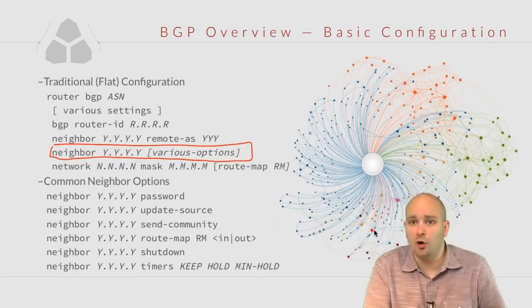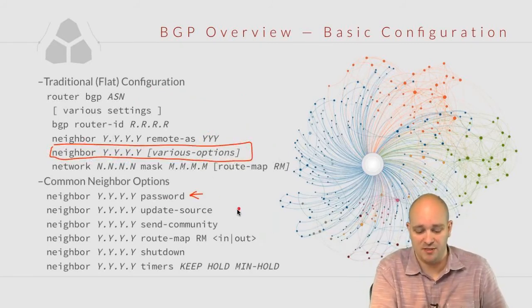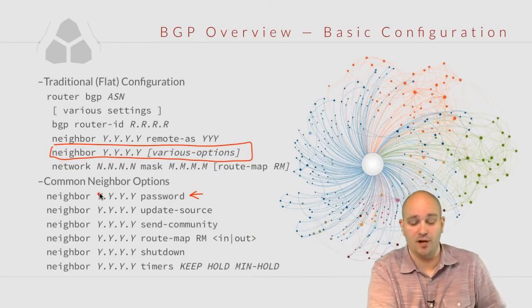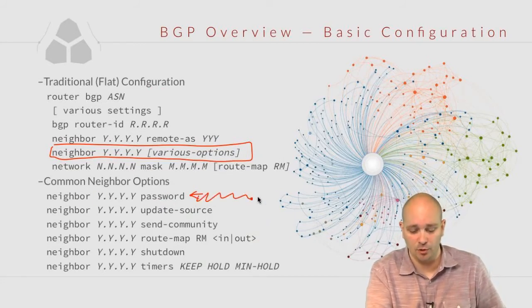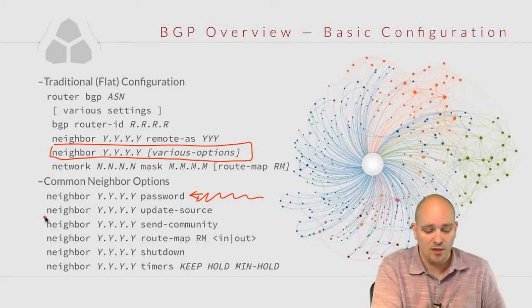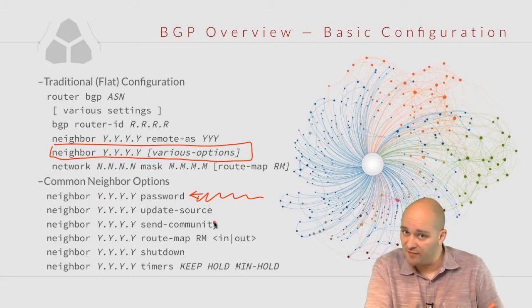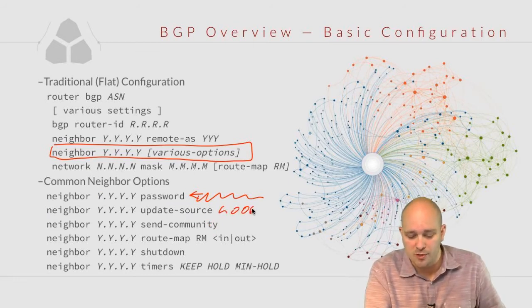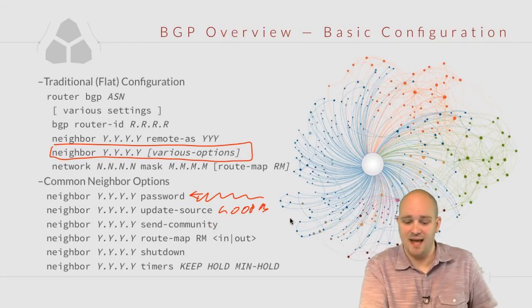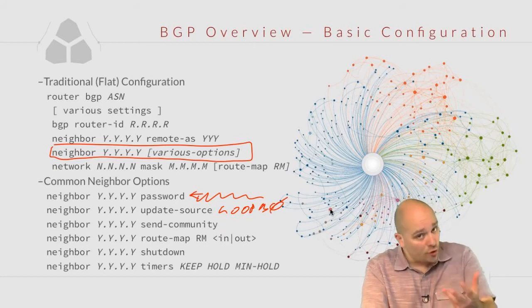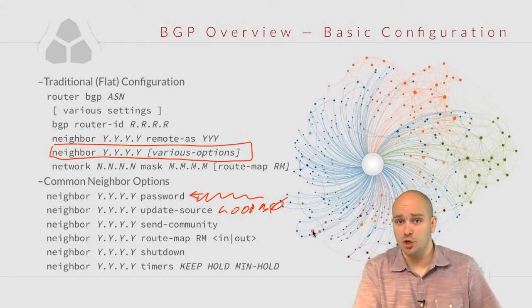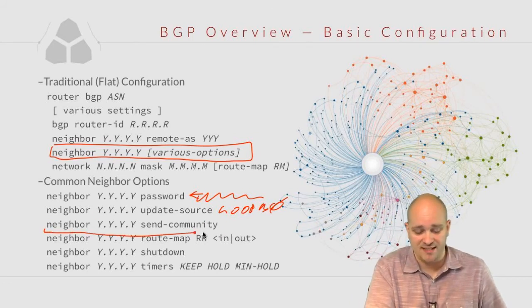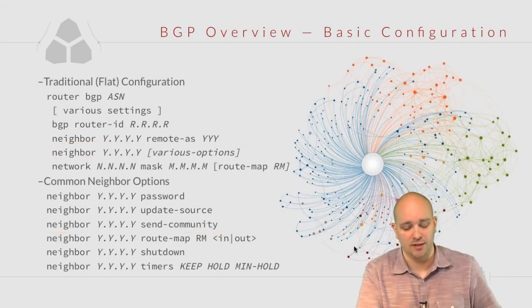So what are some of the common ones? Well, we can specify the password, and here we would say neighbor, whatever neighbor's IP address is, password, and here we would simply specify the password. We can use update source, and this is a very common configuration in internal peerings where we want to use loopback interface as the update source, or it can even be used for external peerings if we have non-directly connected neighbors. We can also specify send community, and I'm going to talk about communities later on.